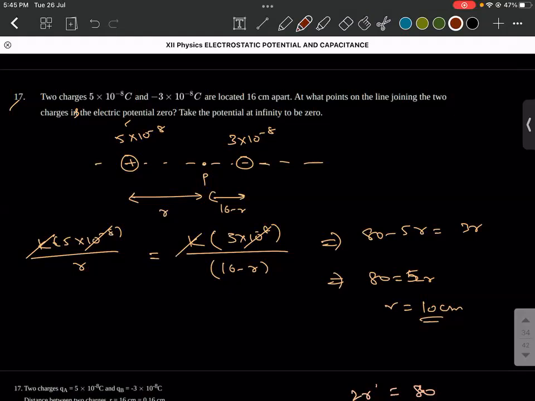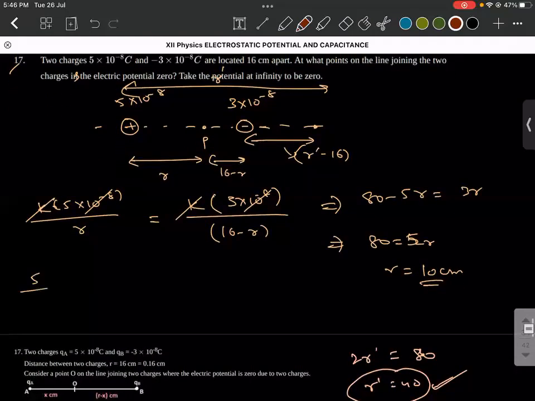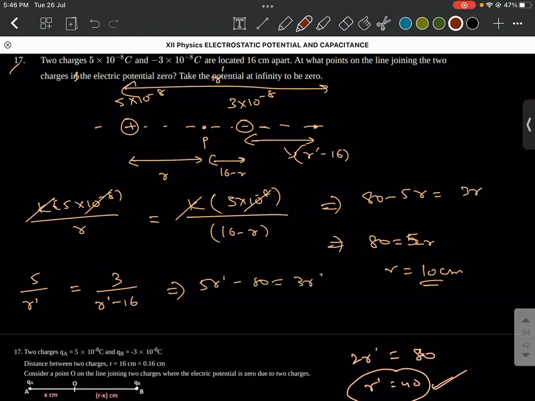Where will the other point be? It will be on the same side of both positive and negative charges. So if I take this distance to be R dash, then how much will this distance be? R dash minus 16. So 5 divided by R dash will be equal to 3 divided by R dash minus 16, which implies 5R dash minus 80 is equal to 3R dash. So 2R dash would be equal to 80.